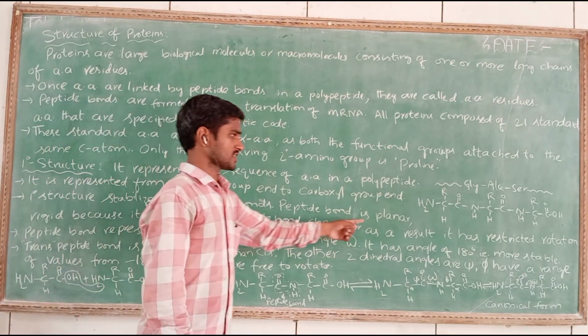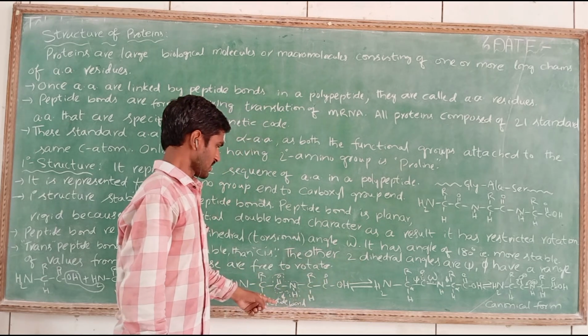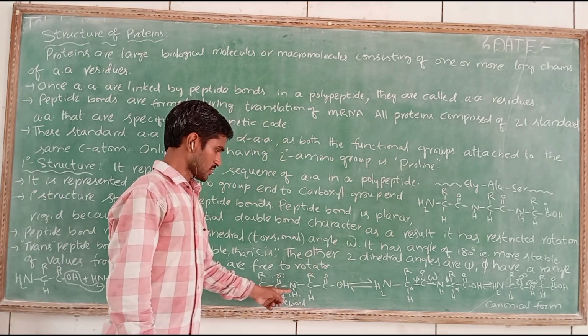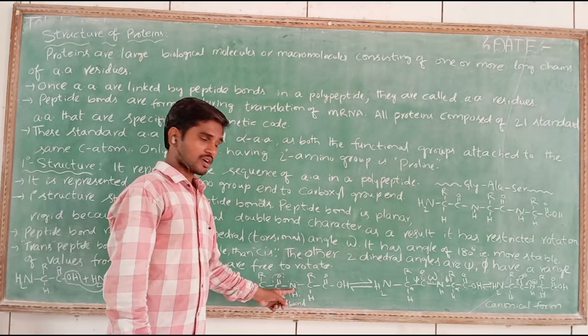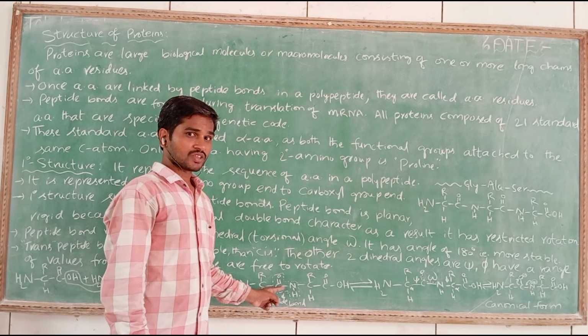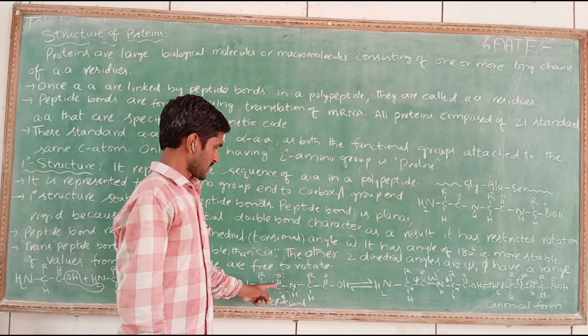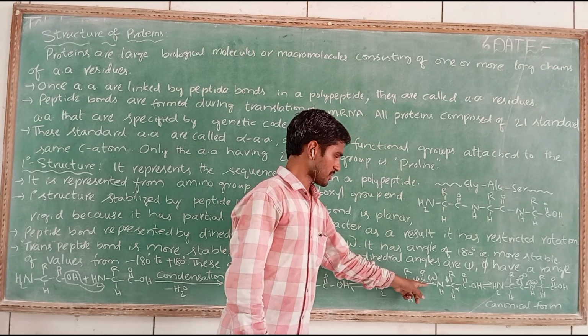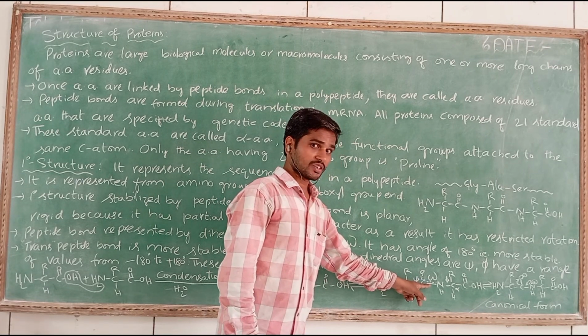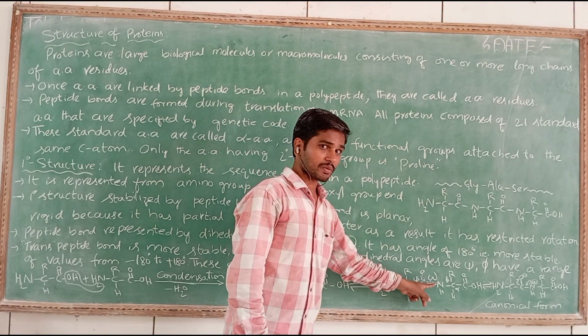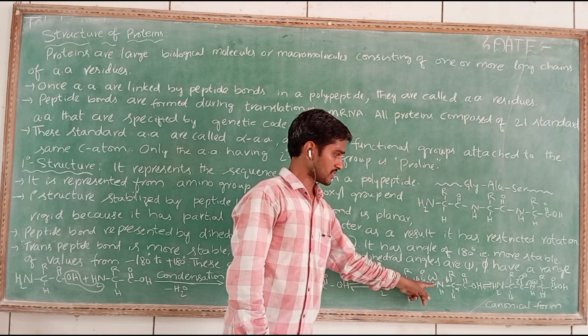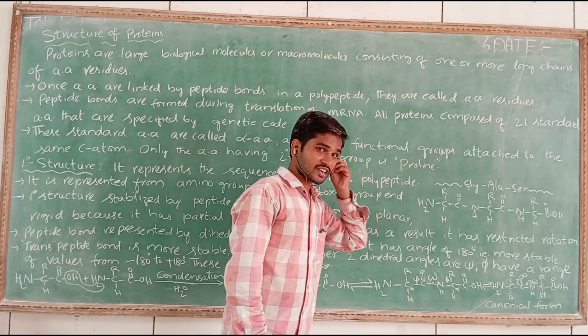The peptide bond is planar. So we can say this is the peptide bond. Both the groups of the peptide bond are in the same plane, so it is called planar. And it has partial double bond character. As a result, it has restricted rotation.